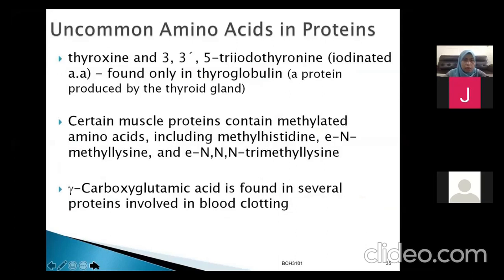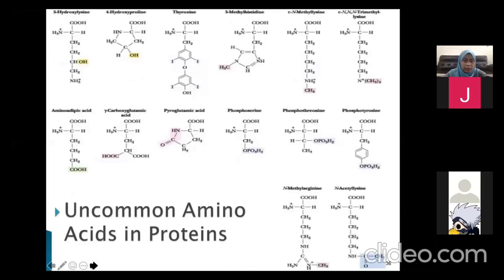And then a few, like gamma-carboxyglutamic acid, found in several proteins involved in blood clotting, especially in snake, I think. So these are examples of uncommon amino acids in protein.